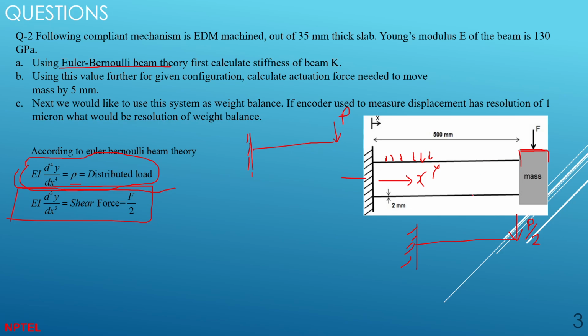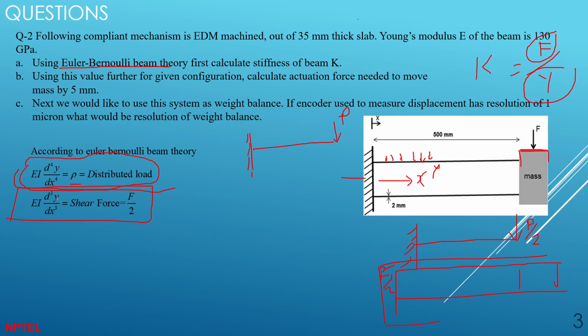You draw the BMD, and there is the SFD, the shear force diagram. It looks like this, F by 2. Based on different boundary conditions, you need to solve for the stiffness of the beam. Stiffness is basically F by K or F by X. In order to find K, I already have the force. You need to know the displacement. First, we will calculate the displacement, right?